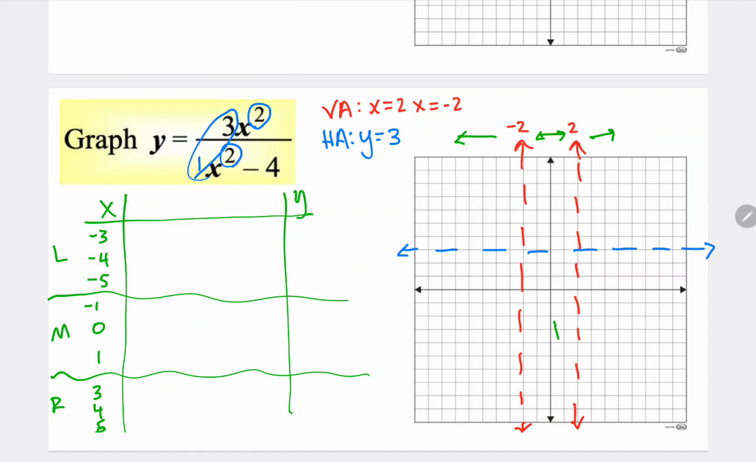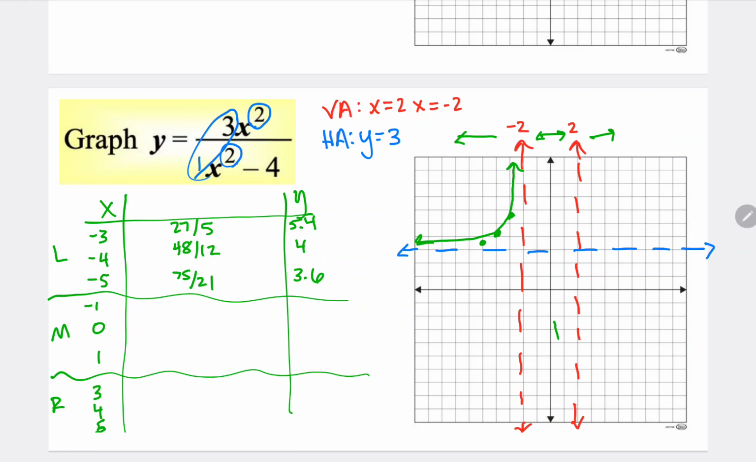When we plug in negative 3, we end up with 27 over 5, or 5.4. When I plug in negative 4, I end up with 48 over 12, or 4. And when I plug in negative 5, I get 75 over 21, which is approximately 3.6. I'll go ahead and graph those. So I'm going to finish up this branch by making it get closer and closer to my asymptotes.